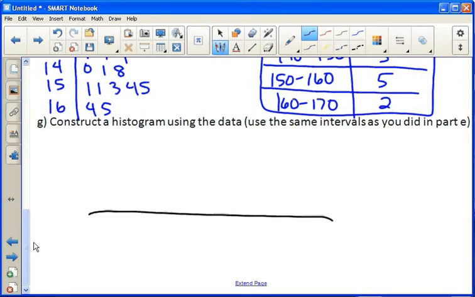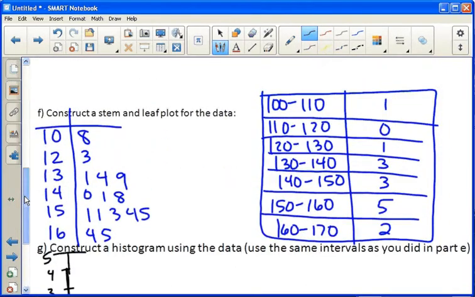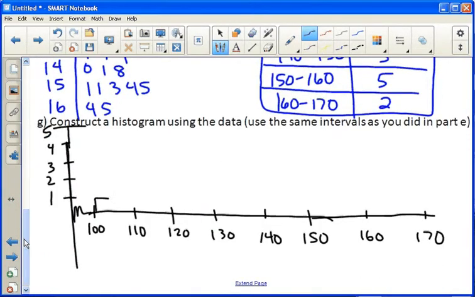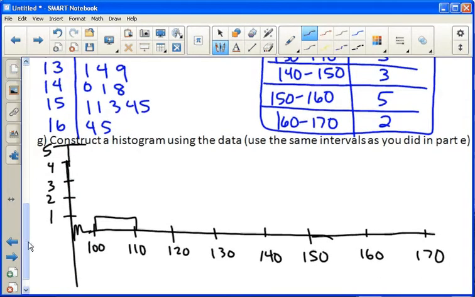So we're going to go 100 to 110 to 120 to 130 to 140 to 150 to 160 to 170, and it never goes higher than 5. So I'll just go 1, 2, 3, 4, and 5. Okay, so from 100 to 110, there's just 1. So I'll draw a bar that goes up to 1. There's none from 110 to 120, so no bar there. From 120 to 130, there will be 3. So it gets a bar that's 3 units high.